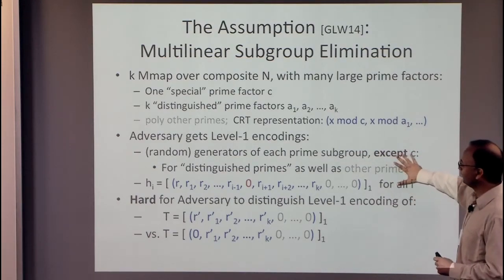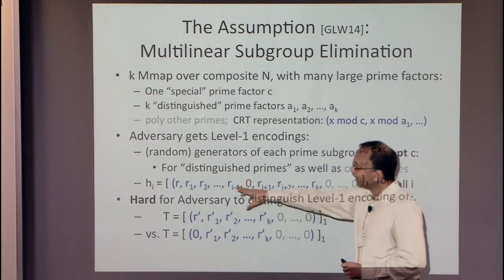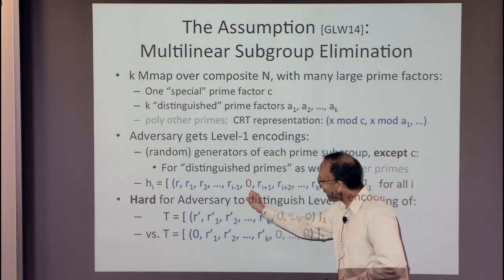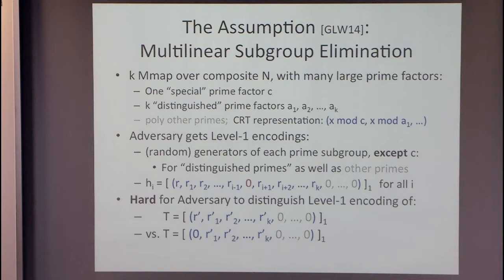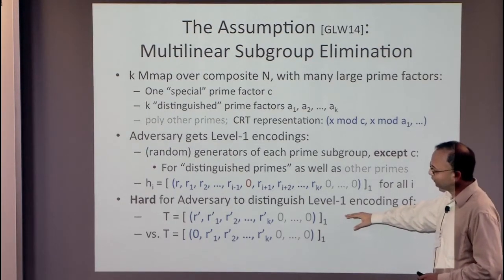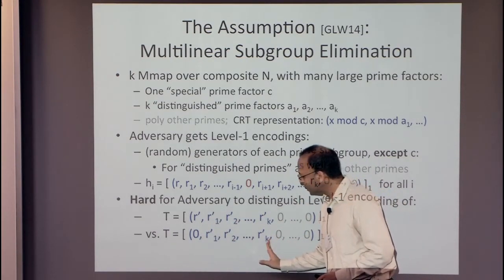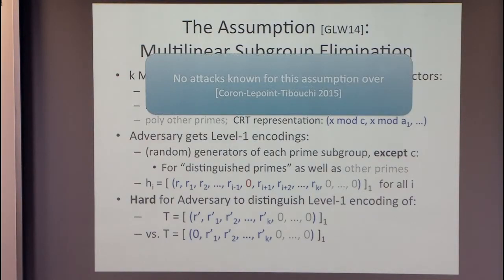Okay. The adversary gets generators of every prime subgroup except for C. And then these Hi are these eliminators. So again, they're random everywhere except exactly at the Ai component. So Hi is 0 in the Ai component. And again, it's hard for the adversary to distinguish between something that's completely random in all the distinguished and special primes, or one that is random in the distinguished primes but not the special prime. Okay? And this is the assumption that we want to make. And indeed, as far as we know, there are no attacks on this assumption using the latest and greatest multilinear maps that we're going to hear about after the break.